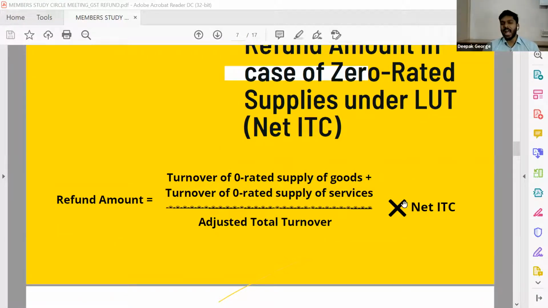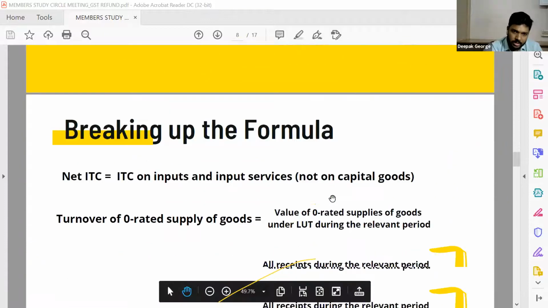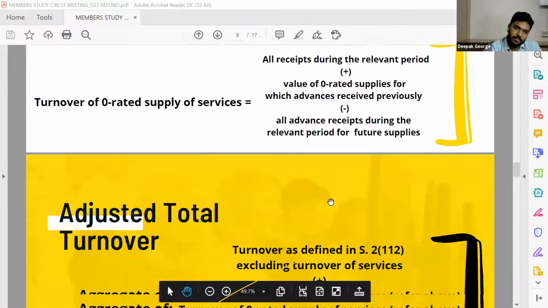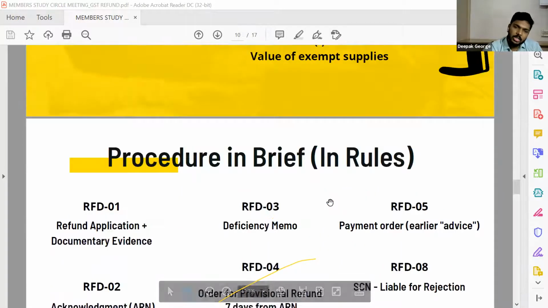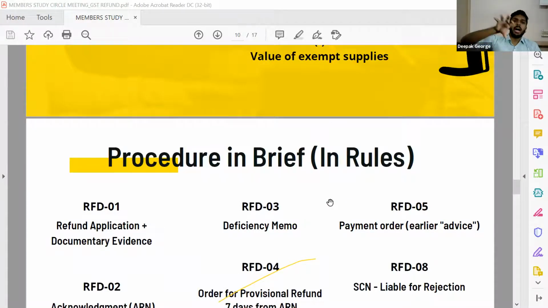Whatever is the ITC that you had in your credit ledger, that is exactly what you're claiming as refund, because your numerator and denominator are the same, for companies involved only in the exports of goods or services. So this completes the refund claim formula, and therefore the major important parts of section 54 pertaining to zero rated supplies are completed.